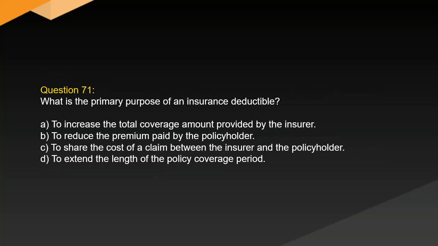Question 71. What is the primary purpose of an insurance deductible? A. To increase the total coverage amount provided by the insurer. B. To reduce the premium paid by the policyholder. C. To share the cost of a claim between the insurer and the policyholder. D. To extend the length of the policy coverage period.